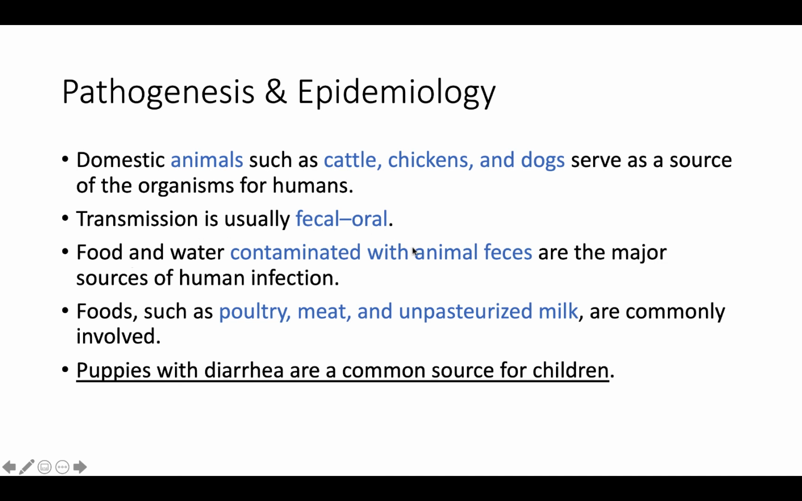Food and water contaminated with animal feces are a major source of human infection. Foods such as poultry, meat, and unpasteurized milk are commonly involved. So in what happened with us, definitely meat or poultry that was not cleaned properly, or some sort of lapse in hygiene. Puppies with diarrhea are a common source of infection for children. For example, a puppy has diarrhea, then the child will have diarrhea. This is a common picture here.